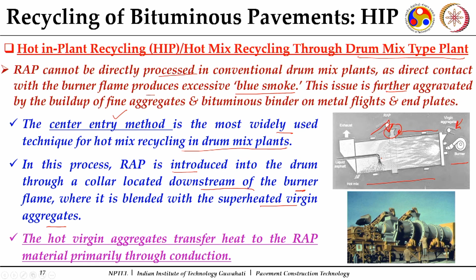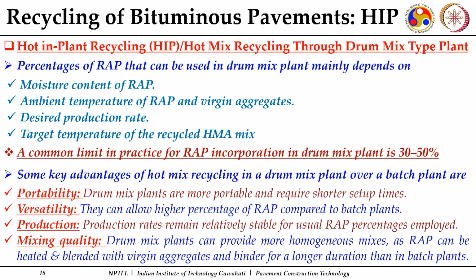There will be a veil of virgin aggregates, so the RAP will not be directly exposed to the burner flame, and then you have the regenerating agent, or the binder, which is added to get the recycled mix which is produced. So, this is again a modification which is quite popular, specifically with the drum mix plant. So, hot in-plant recycling using a drum mix plant: the hot virgin aggregates transfer heat to the RAP material, primarily again through conduction.